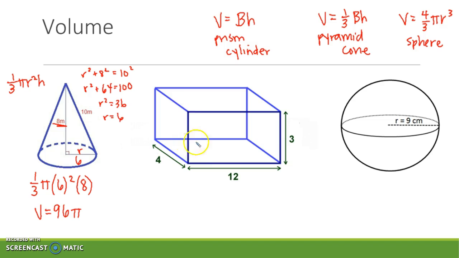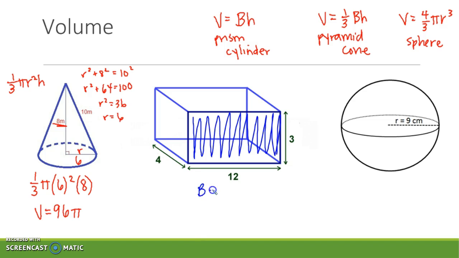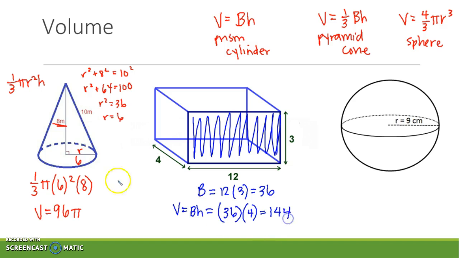All right, for the second one, I've got a prism. So you pick whatever you want for the base. I'm going to pick this side right here as my base. So the area of my base is, because it's a rectangle, length times width. So my base area is going to be 12 times 3, which is 36. Then to find the volume, I'm going to take the area of the base times the height of my prism, which is 36, times my height, which is 4. And 36 times 4 is 144.